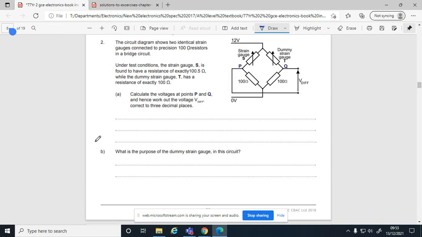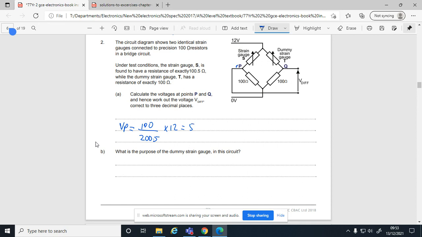Okay. I think it's exactly the same for doing this. So let's do this. So VP, we'll call it, the voltage at this bit here, is 100 lots of the total. What's the total? The strain gauge S is 100.5, so 200.5 times your 12. So voltage at P is 5.985.